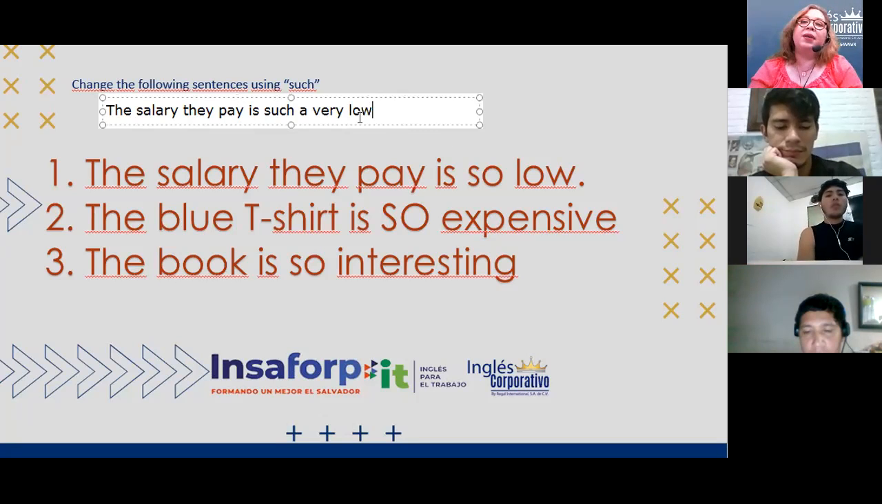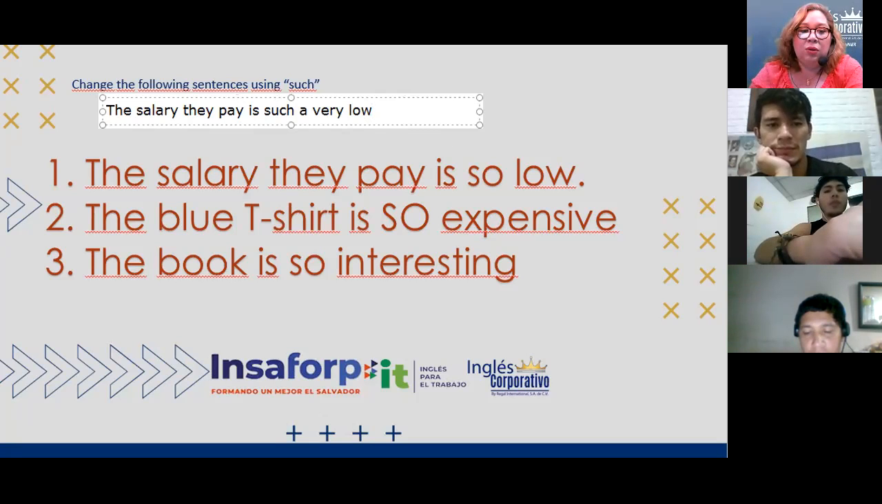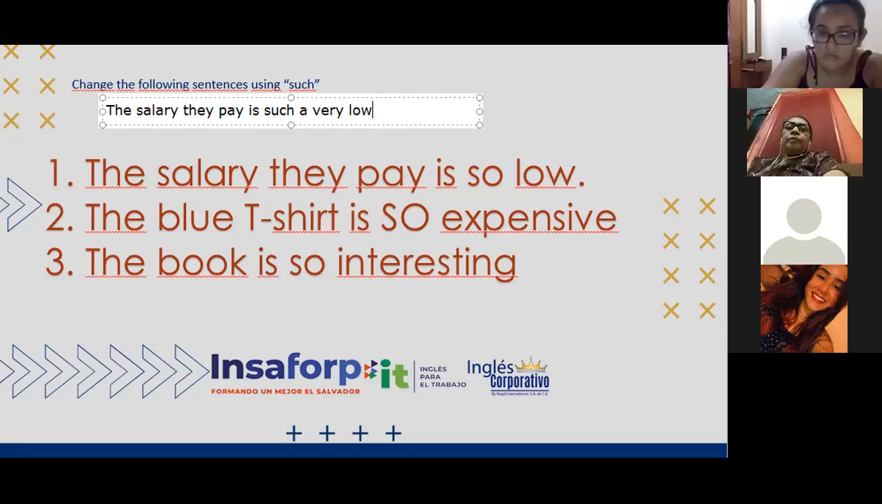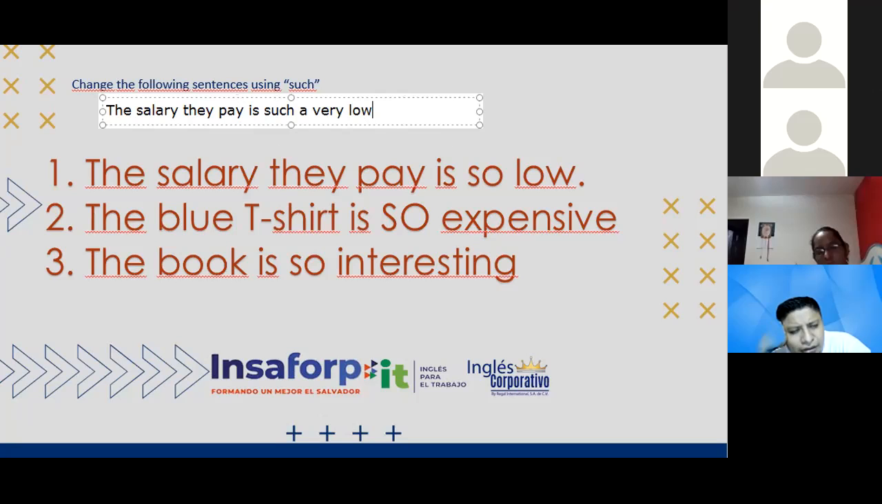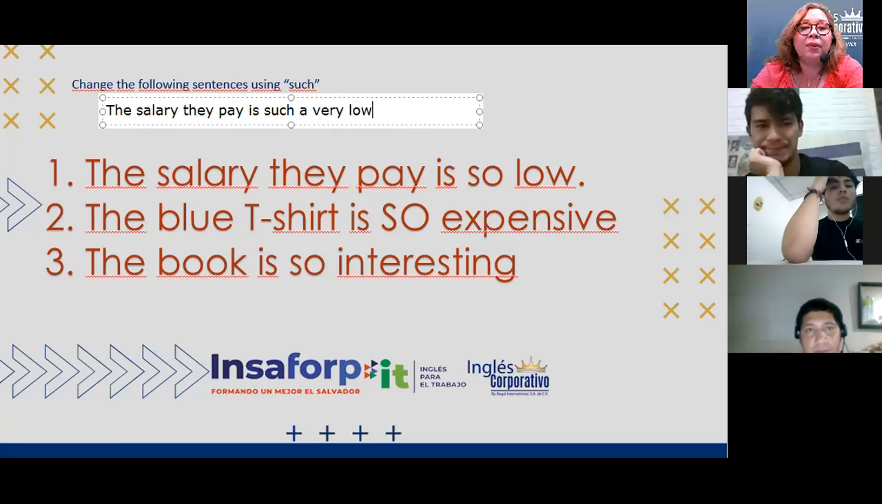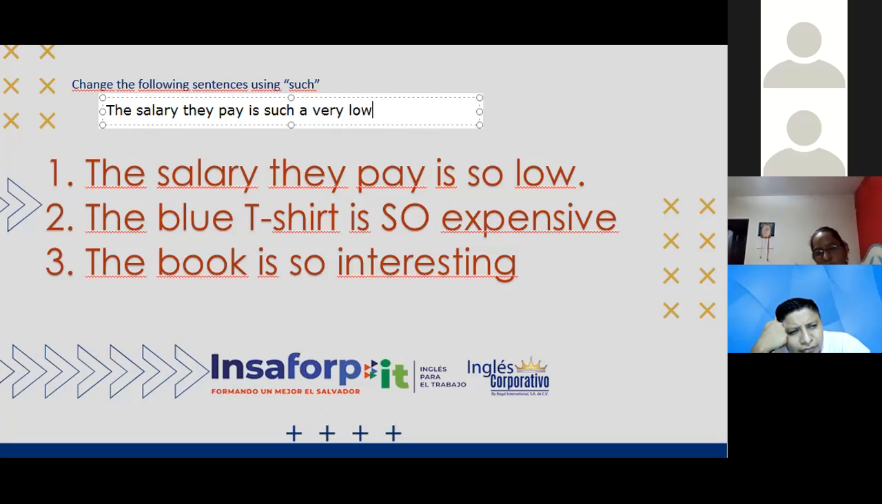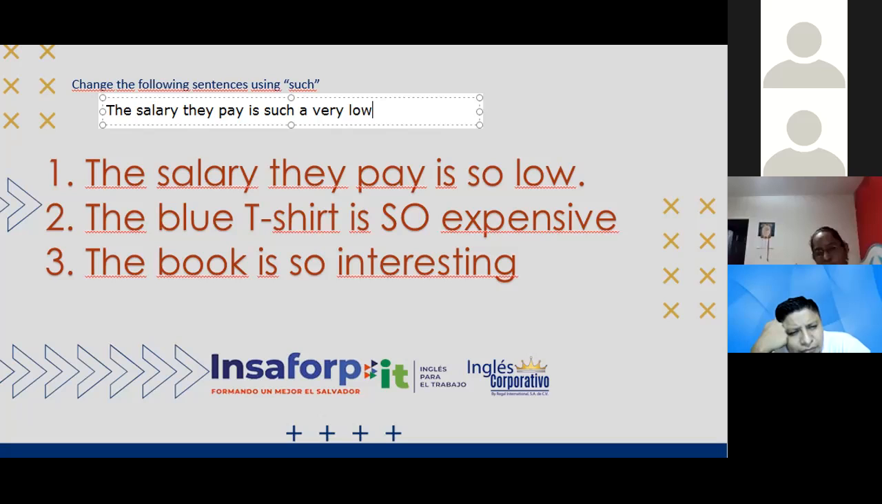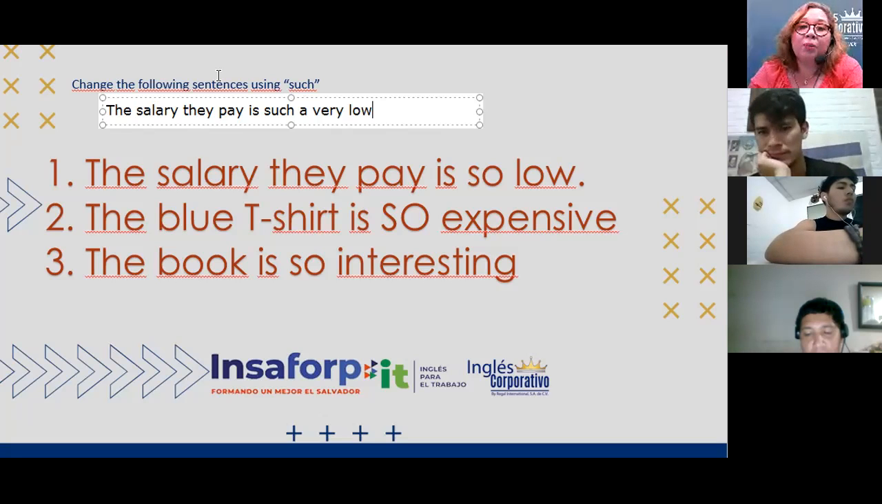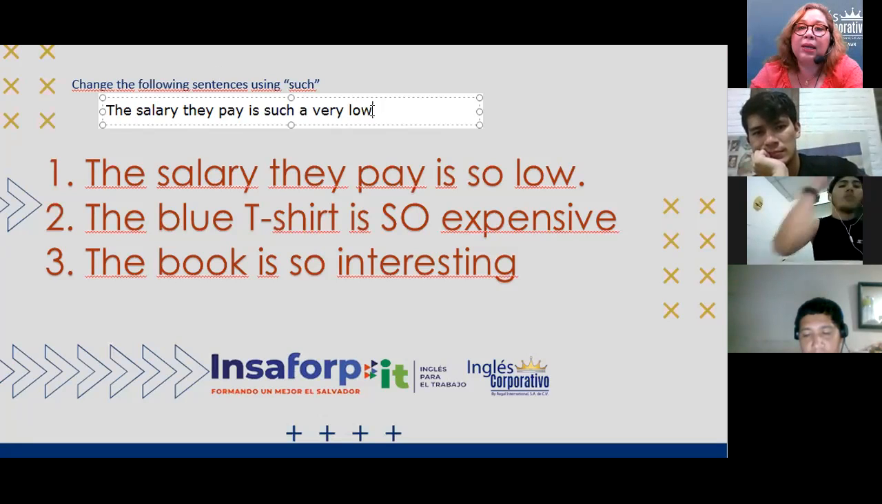Ajá. ¿Está bien esto? ¿Hay un nombre aquí después de such? No hay ningún nombre, ¿verdad? Solo hay adjetivo y adverbio. ¿Ok? ¿Sí? Entonces no lo podemos decir así, ¿verdad? No lo podemos decir así. Esto estaría incorrecto, Carlita. O sea, esta manera no la podemos decir. Vamos a buscar la manera para poder decir esta misma idea.